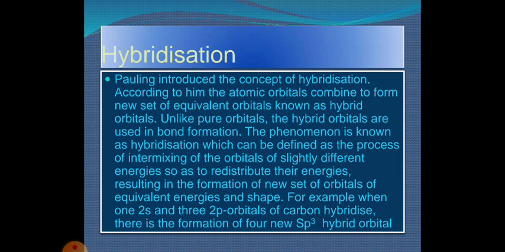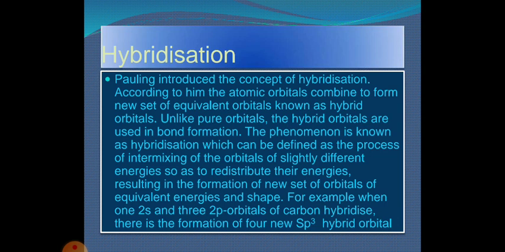Now students, from this chapter there are important points, along with some examples, that we will look at in detail later. So the next part of our chapter is the hybridization. Pauling introduced the concept of hybridization. According to him, the atomic orbitals combine to form a new set of equivalent orbitals which are known as hybrid orbitals.